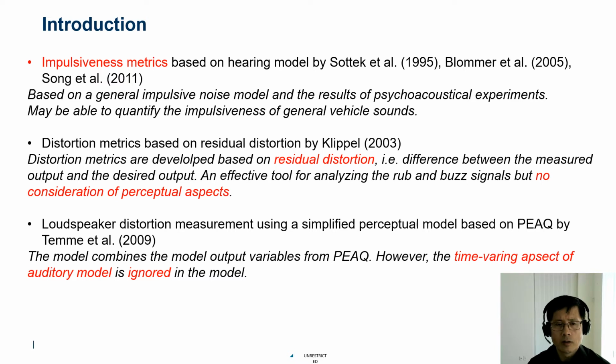It certainly degrades the quality of the product. So therefore, it has to be dealt with as soon as the problem appears. Impulsiveness metrics are used for detecting such events. And these three researchers have actually done this before. And the idea is to make use of a hearing model to mimic how we perceive the sound.